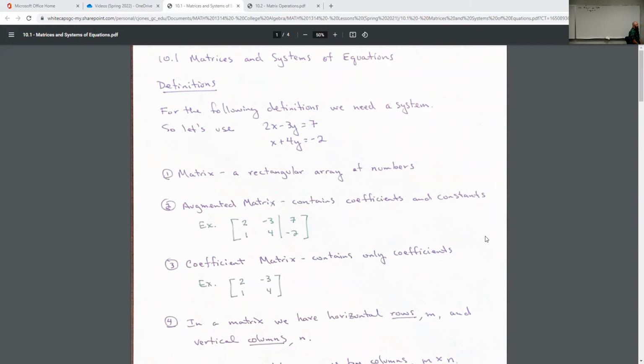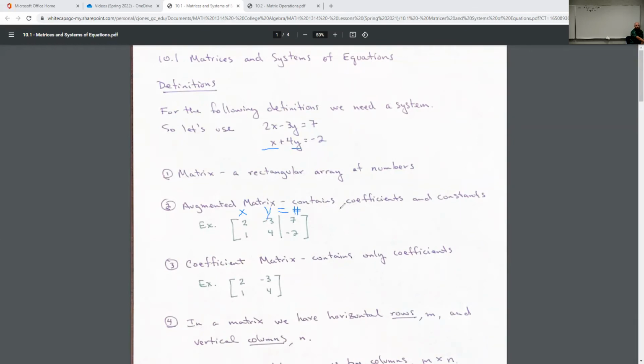Okay. Our second definition, augmented matrix. This contains the coefficients and constants. So you're going to see a few things there. Our first column is going to deal with the x variable from our system. The second column is going to deal with the y variable. Sorry, I'm writing with my mouse here, so not very good handwriting, but we can see that. The bar in the middle is our equals sign, okay?